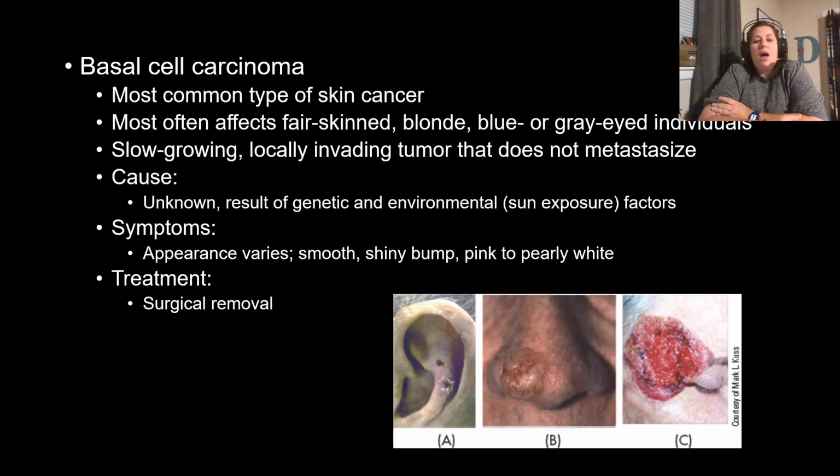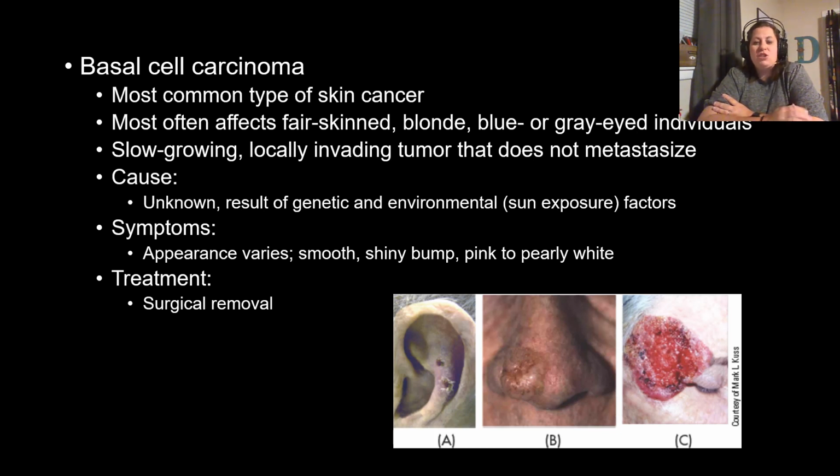Most often it affects, again, fair-skinned individuals. Those that are blonde, blue-eyed tend to have the higher risk because of the lack of melanin that's present. This is a slow-growing type of cancer, and it is going to be normally local. It's only going to really locally invade. It doesn't metastasize to far-away places in the body. The cause is unknown. It could result from genetic and environmental factors such as sun exposure as well. Symptoms and appearance vary. Sometimes they can appear very smooth.